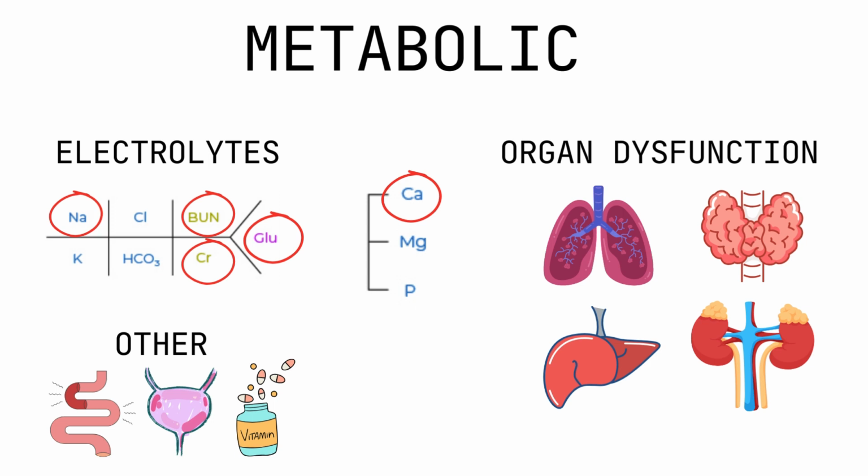For the liver, you want to consider hepatic encephalopathy from cirrhosis, and for the kidneys, you want to consider uremic encephalopathy. Other important metabolic causes are constipation, urinary retention, and vitamin deficiency, specifically B1, B9, and B12.